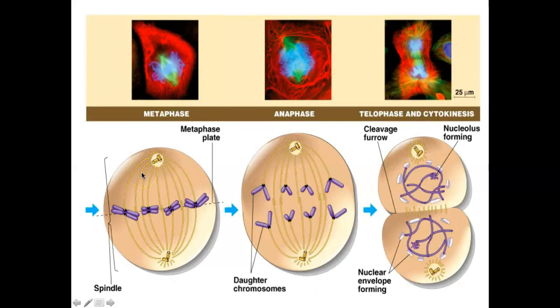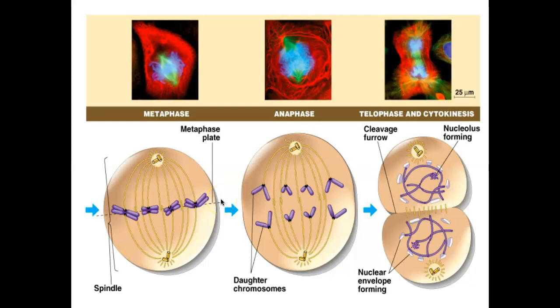In the next phase, metaphase, what happens is these spindle fibers are going to push very dynamically and pull until all the sister chromatids, until all the chromosomes here are lined up along an equatorial plate. So this is an imaginary line that runs down the middle of our cell. That's called the metaphase plate. So when all the chromosomes are aligned, this is called metaphase.